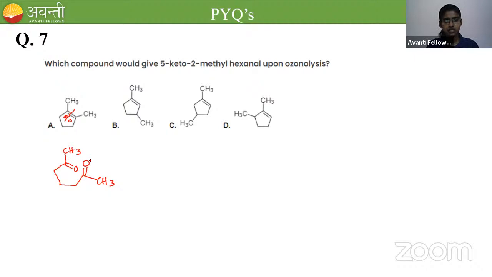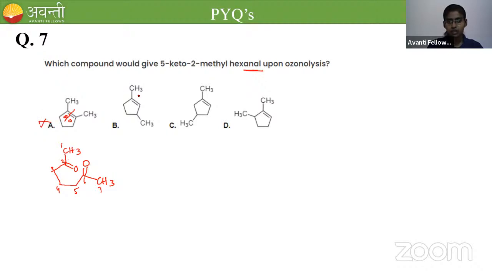So how to name this? First, we have to number this carbon chain. Both are ketones, so you can go from either left to right or right to left. So this is numbered as carbon number 1, 2, 3, 4, 5, 6, and 7. This is the ketone, and we do not have any methyl part. And hexanal is given in option B. Hexanal means it is an aldehyde. Here both contain ketone, so option A cannot be the answer.